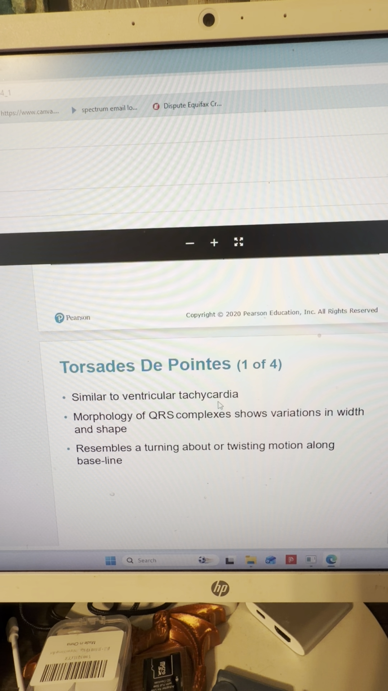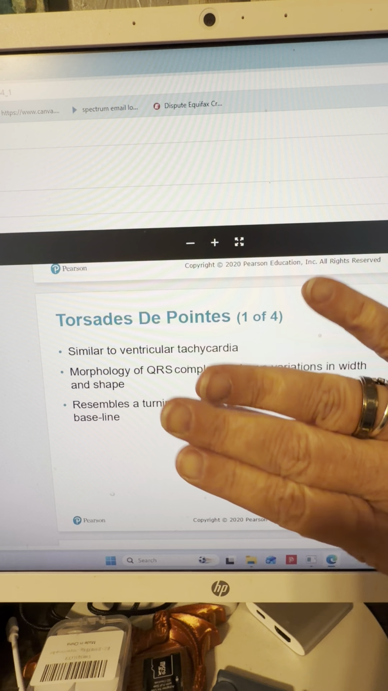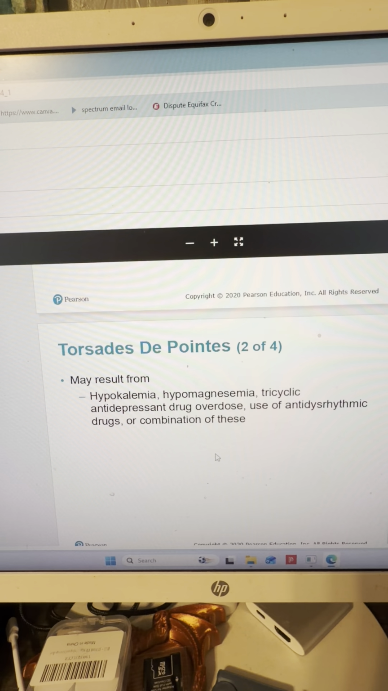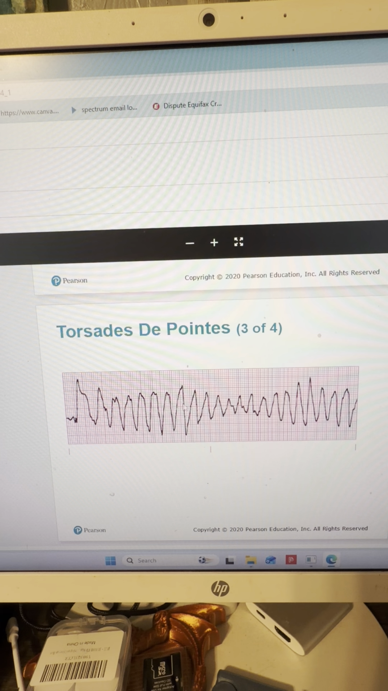Torsades is very similar to VTAC. The QRSs all kind of look different, and torsades de pointes means twisting of the points. So it looks like you're taking the rhythm and having it like this, and then like this, then like this. So it's kind of twisting. A lot of times it's a result of low potassium or low magnesium. It could be TCA overdoses, use of antidysrhythmics, or a combination of all of this. And so you'll have it look like this. So it goes down, down, down, up, up, up, down, down, down.